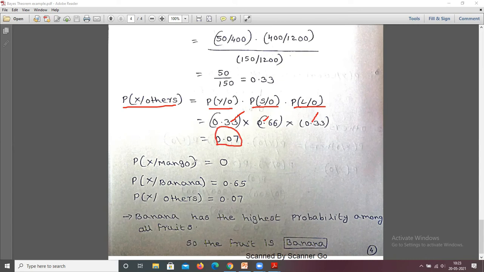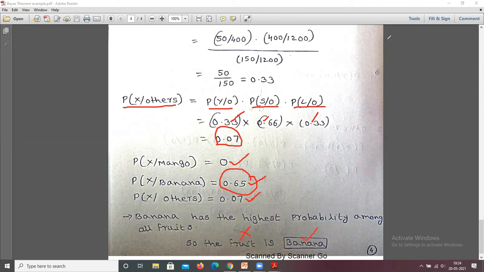Probability of X by mango, the value is 0. Probability of X by banana, the value is 0.65. Probability of X by others, the value is 0.07. Now if you observe, banana has the highest probability among all fruits. Why? This is the highest value in these three, 0.65. So banana has the highest probability among all fruits, so the fruit X is a banana.